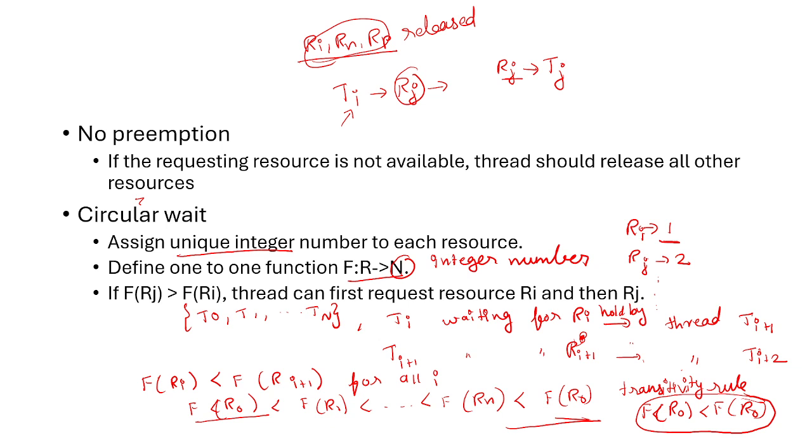So for every resource you need to assign an integer value by using that one-to-one function. The integer might be the number of instances associated with the particular resource. So if a thread needs n resources, first you need to request the resource having the minimum instances. It has to go in that particular order. In this way, we can avoid the circular wait. Thank you.